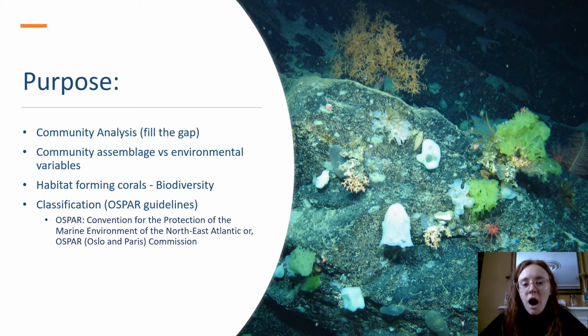I will then classify the habitats under the OSPAR guidelines. OSPAR is a non-governmental body, but it basically creates recommendations for how to manage the North Atlantic Ocean. So it deals with all of the marine spatial planning, so that is like marine protected areas, essentially. It deals with protecting the most important areas of the North Atlantic Ocean, and it mainly deals with the European countries that border the North Atlantic Ocean and Iceland.